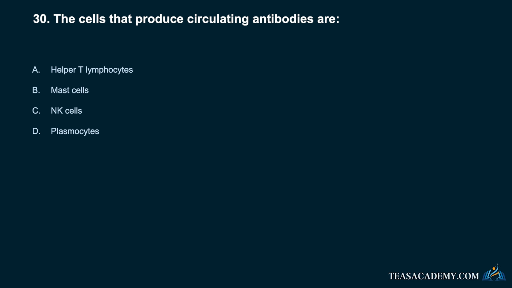30. The cells that produce circulating antibodies are: A. Helper T lymphocytes. B. Mast cells. C. NK cells. D. Plasmacytes.